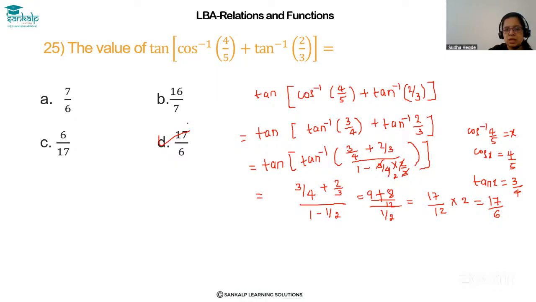So in this case, the major thing is you need to convert cos inverse in terms of tan inverse, then use the tan inverse A plus tan inverse B formula. That is the major thing. Okay, thank you.